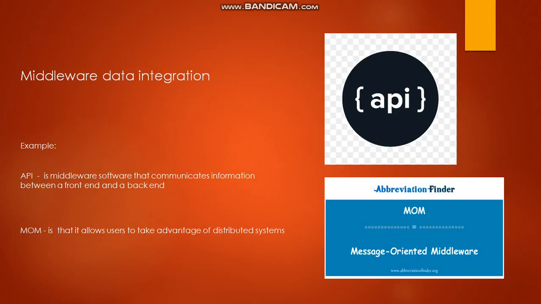Middleware data integration examples are: API, a middleware software that communicates information between a front end and a back end. And second is MOM, or message-oriented middleware, that allows users to take advantage of distributed systems.